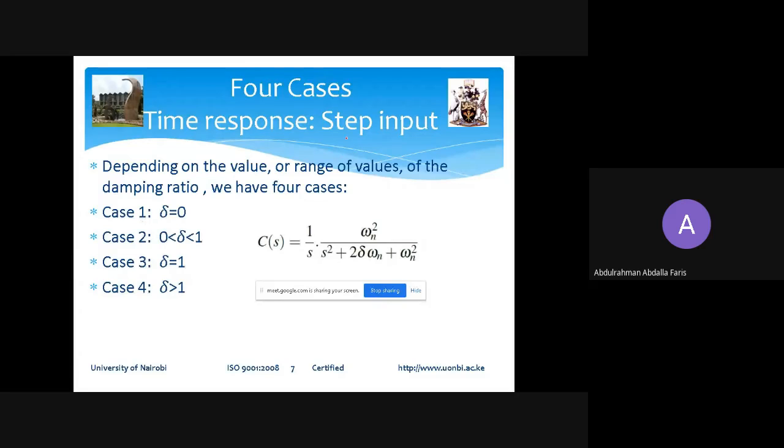So for a step input, this value is 1 over s, and this is our R(s), and this is the transfer function. So the output in terms of Laplace is given by this, where this is the input, our R(s).